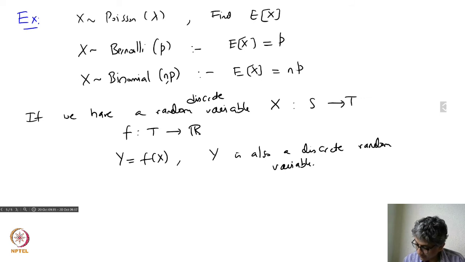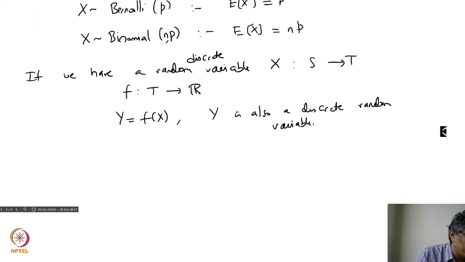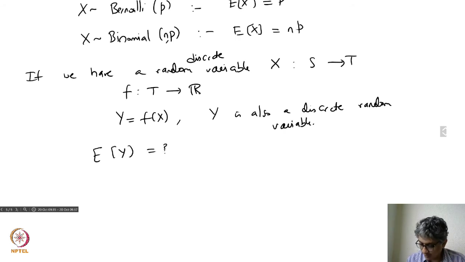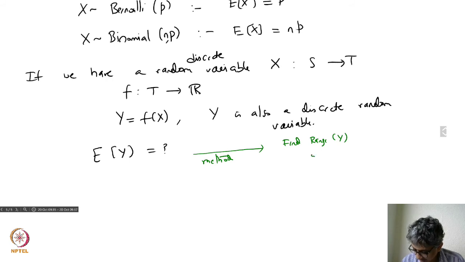And now, if I have to find E[Y], I want to ask you why. So one method we know is the following. You find the range of Y, and then for each y in the range of Y, you do two steps. The first step is you find the range of Y. Then for each y in the range of Y, you try to find the probability that Y equals y.